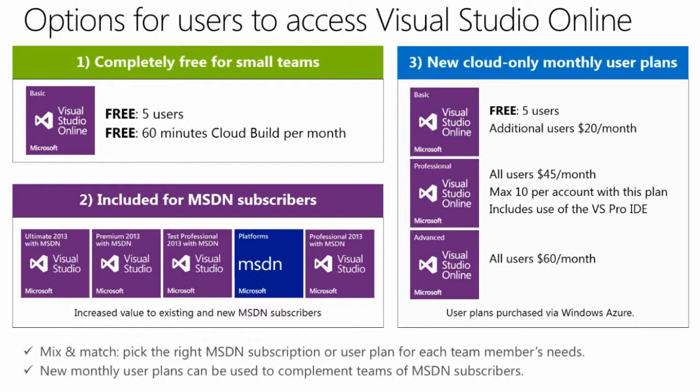The other option for you is to go ahead and take advantage of one of our new plans that are available. So we have the Visual Studio Online Basic Plan, where, as I mentioned, the first 5 users are free. Any additional users are $20 per month. We have the Visual Studio Online Professional Plan, which includes a rental of the Visual Studio Pro IDE. And you can have up to 10 of those per your account with that plan. And then we also have the Visual Studio Online Advanced plan, and I'll talk to you a little bit more about what the differences are there. And all of those users are $60 a month.